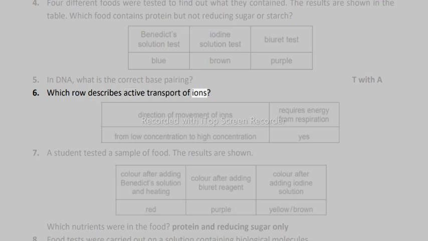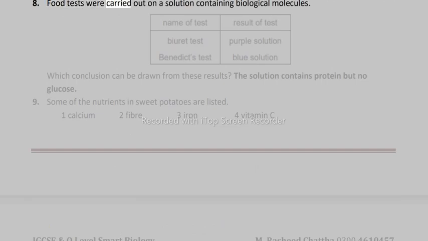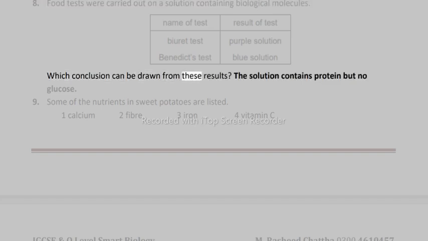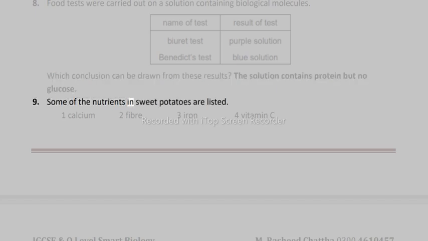7. A student tested a sample of food. The results are shown. Which nutrients were in the food? Protein and reducing sugar only. 8. Food tests were carried out on a solution containing biological molecules. Which conclusion can be drawn from these results? The solution contains protein but no glucose. 9. Some of the nutrients in sweet potatoes are listed: 1 calcium, 2 fiber, 3 iron, 4 vitamin C.